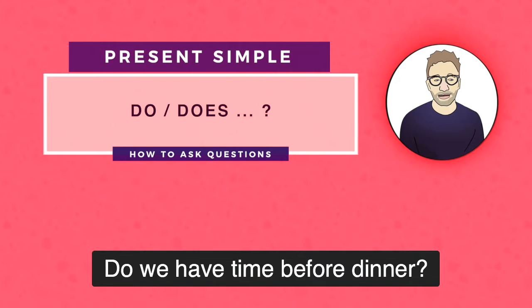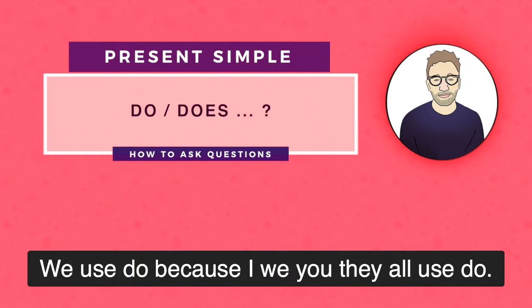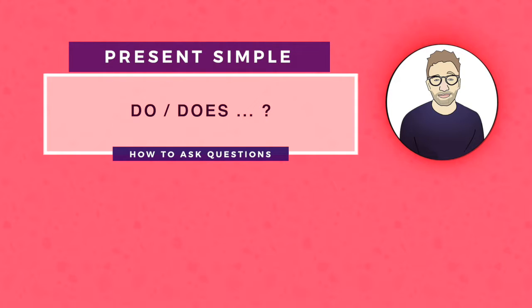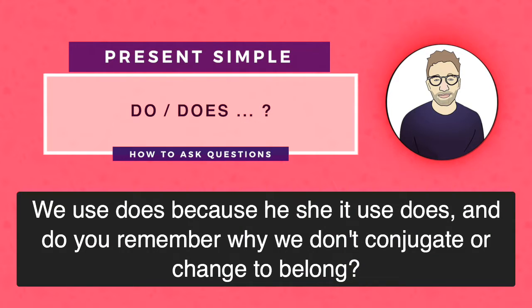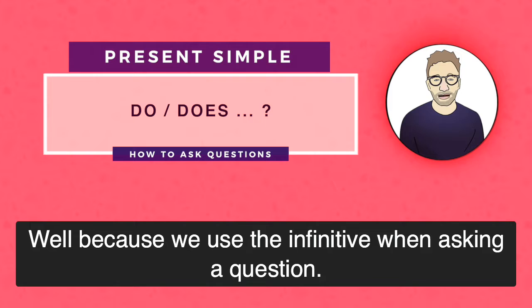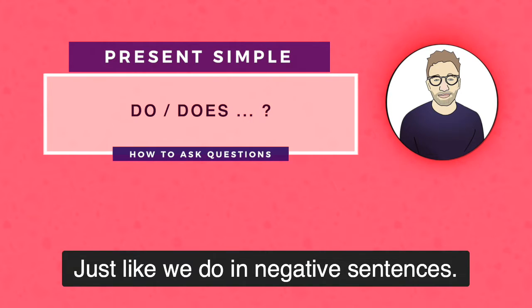Do we have time before dinner? We use do because I, we, you, they all use do. Does it belong to you? We use does because he, she, it use does. And do you remember why we don't conjugate or change to belong? Well, because we use the infinitive when asking a question, just like we do in negative sentences.